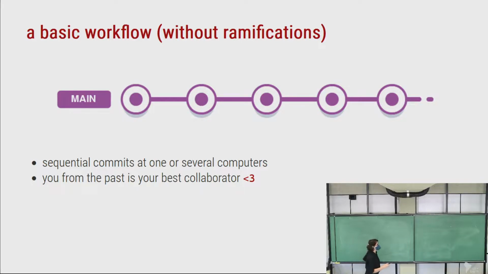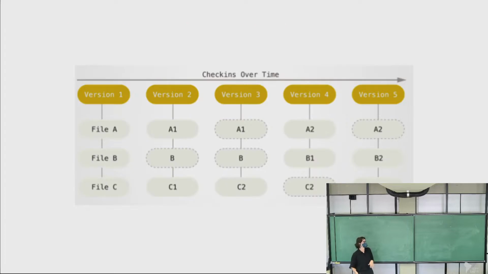And so the basic workflow is to have sequential commits. And you can do that from one computer or several computers, it doesn't matter. The line corresponds to the commits through time. And this is really good because if you do that right, you'll be happy with yourself from the past. And you look at a repository and will say, wow, I can understand everything that happened here.